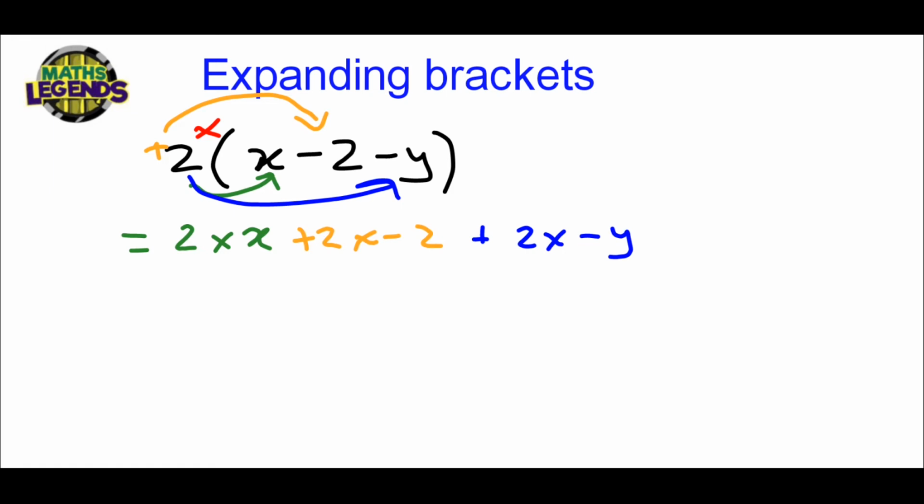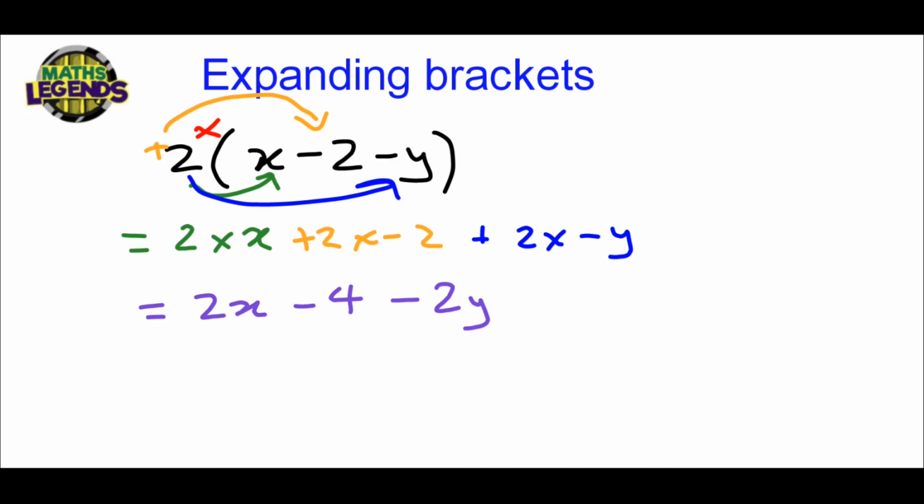We then simplify, so this becomes 2x. 2 times 2 is 4, plus and minus makes a minus. And then we simplify the next one, so 2 times y is 2y. And a plus and a minus makes a minus. So essentially you keep on repeating. If there's 4 terms, 5 terms, it's the same process. You multiply the number or letter that's outside with each of the individual terms inside the bracket.